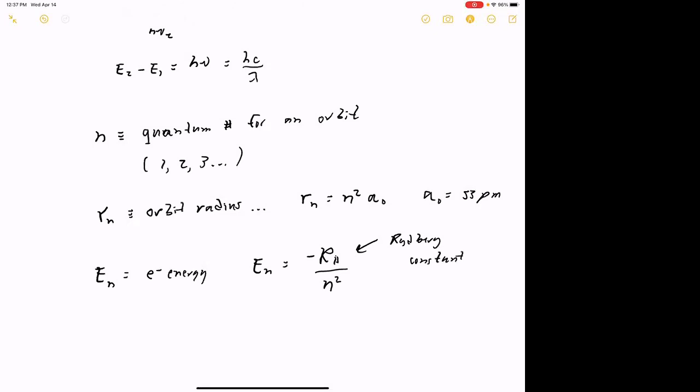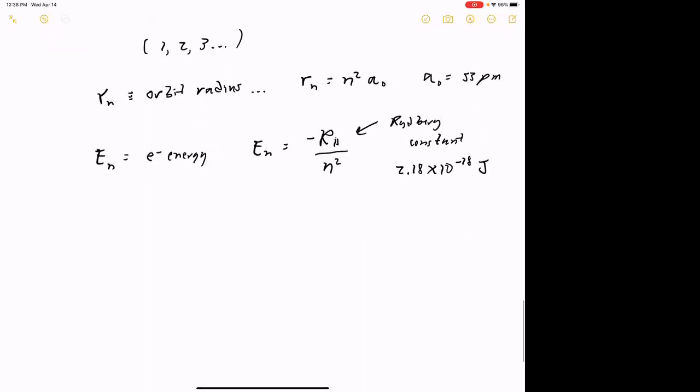It has a value of 2.18 times 10 to the minus 18th. And it's an energy, so it's got to be in energy units, which are joules, which we remember from the thermodynamics chapter. The nice thing is a lot of this stuff really just goes back to basic thermodynamics. Now, if you work this out, you can actually calculate the energy difference by just looking at the energy difference between two of these orbits.